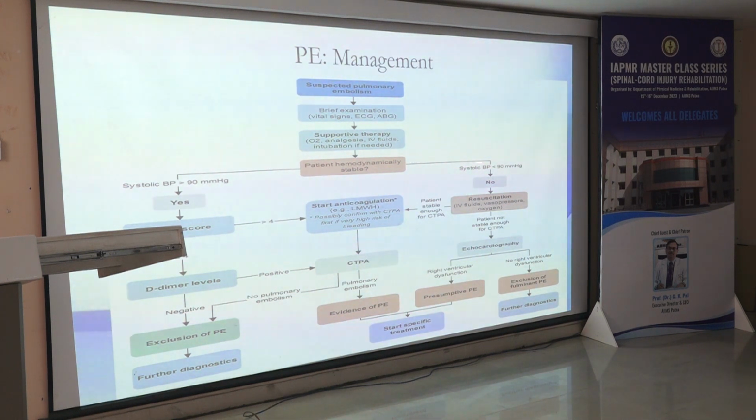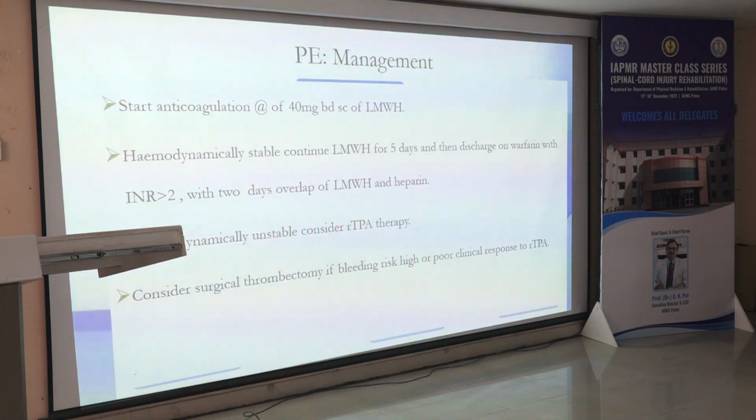But when the patient is unstable, systolic blood pressure less than 90, then we need to start resuscitation. And when the patient is not stable enough for CTPA, then there is a role of echo. So we need to check for right ventricular dysfunction, or if there is no right ventricular dysfunction, we need to exclude fulminant PE by further diagnostics. But I have seen in our setup that in not many situations has echo been prescribed or suggested. But the role of echo is here only. The Wells score has a tremendous role when the patient is much more stable. So never forget this criteria.